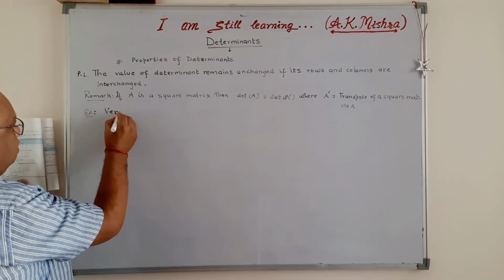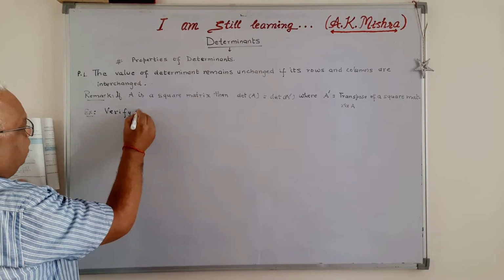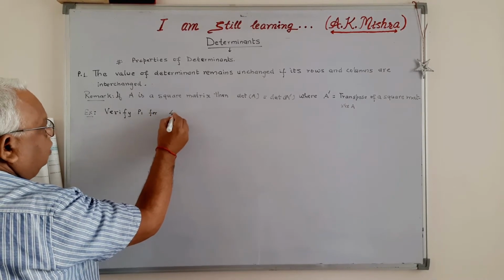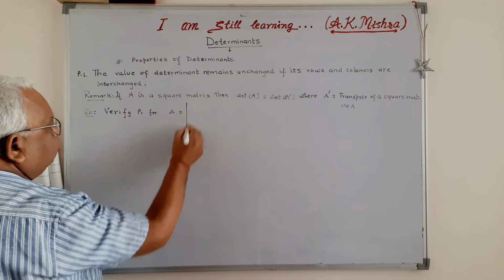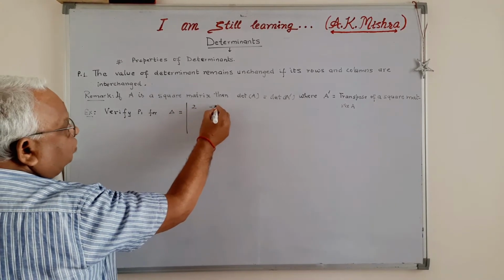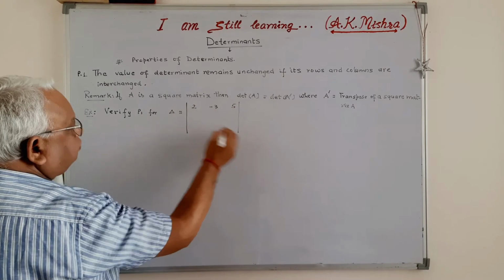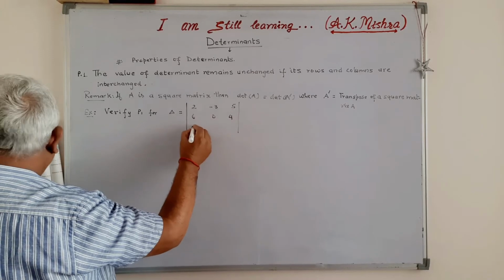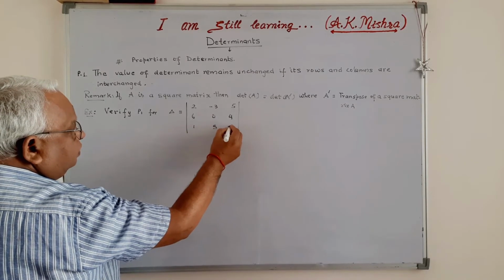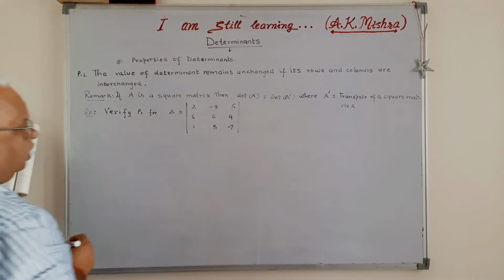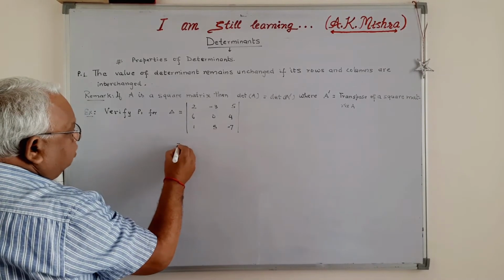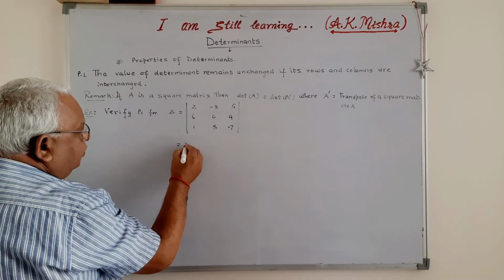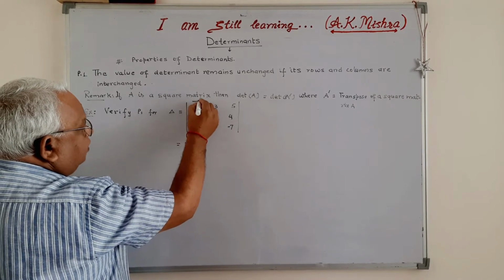Verify P1 for the determinant equal to 2 minus 3 5, 6 0 4, 1 5 minus 7. All of you know you can expand by using any row or any column. So I'm expanding by using the first row.